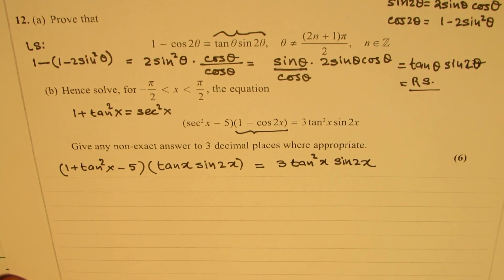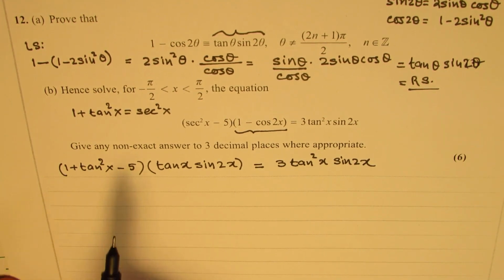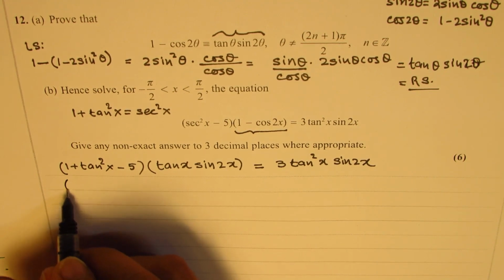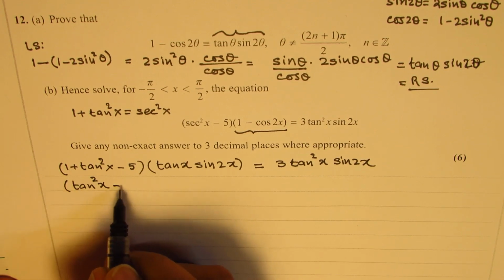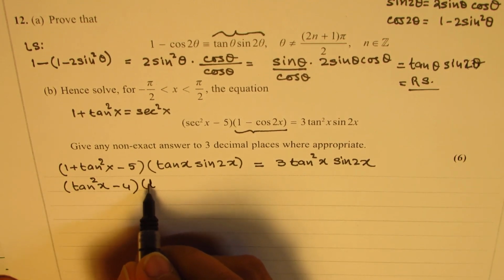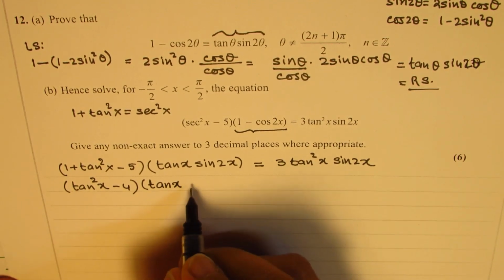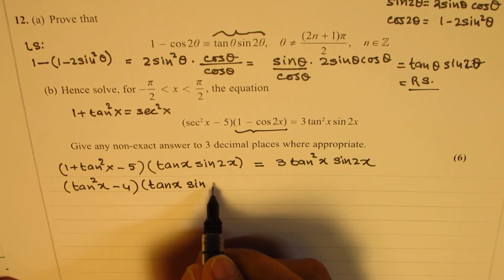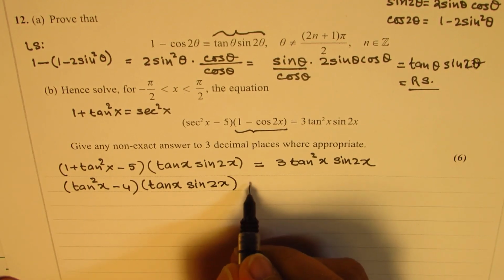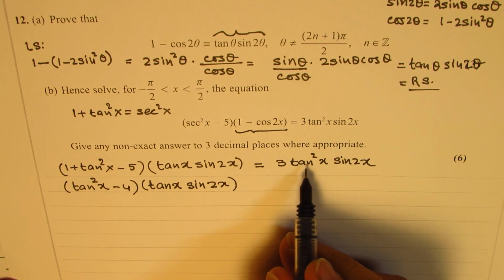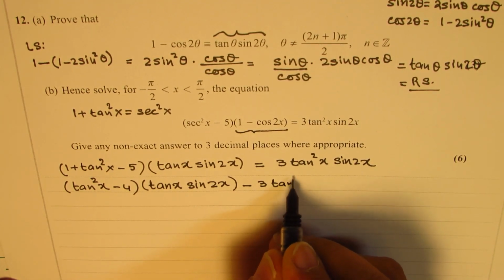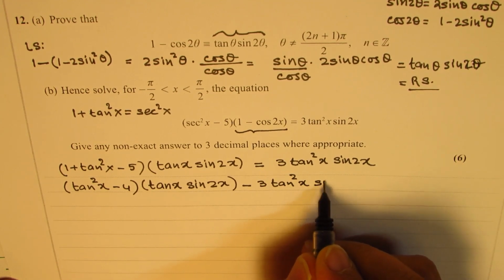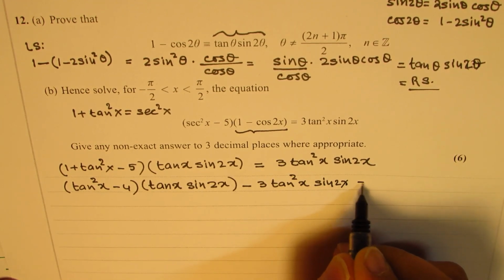So that is how we're going to do it. Now, let's simplify this. So what we get here is tan square x minus 4 times tan x sine 2x. And we can bring this to the left side. So we get minus 3 tan square x sine 2x equals 0.